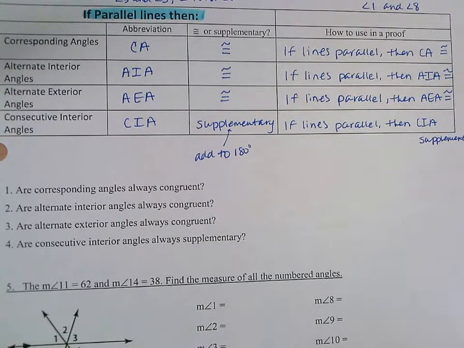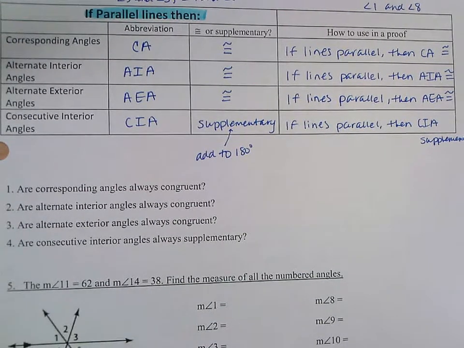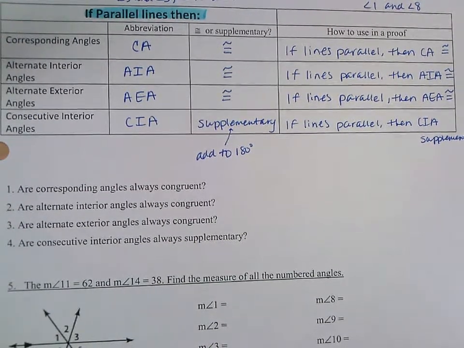So then I have 4 questions following this. It says, are corresponding angles always congruent? Are alternate interior angles always congruent? Are alternate exterior angles always congruent? Are consecutive interior angles always supplementary? You can answer these 4 questions. Well, I can answer all 4 with really one answer. The answer is the same for all of them. Are these always true?